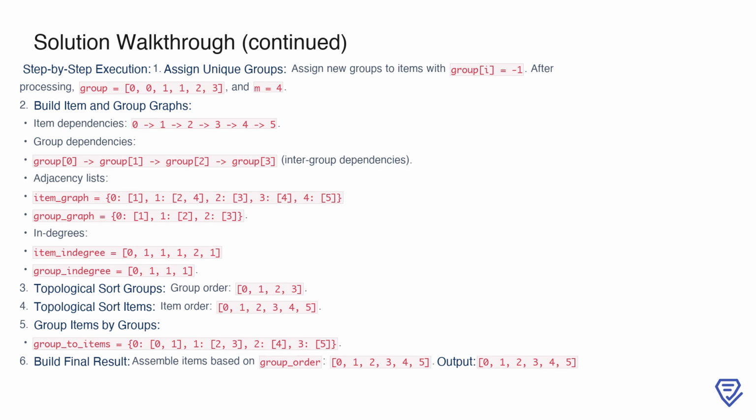Similarly, we topologically sort the items, creating an item order of 0, 1, 2, 3, 4, 5. Finally, we group items by their respective groups and construct the final result based on the group order. The output for this example is also 0, 1, 2, 3, 4, 5.